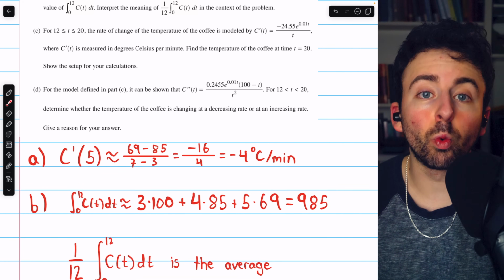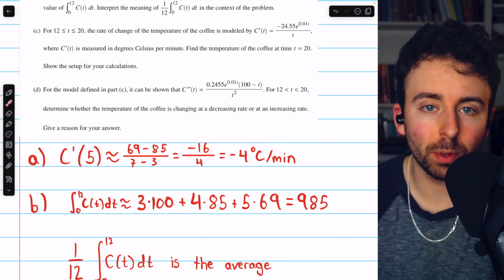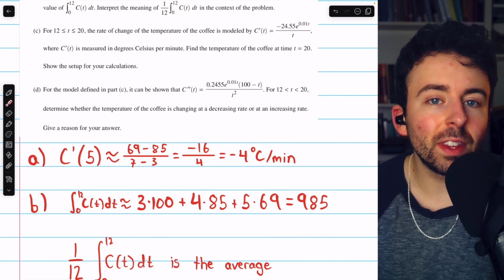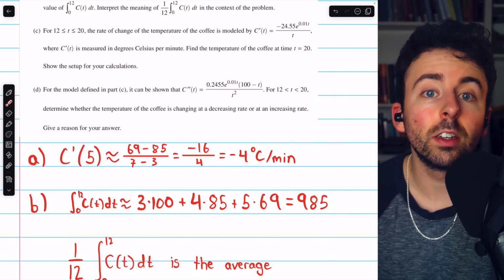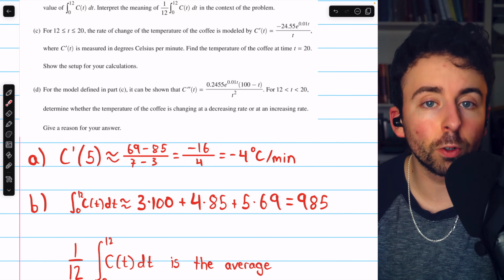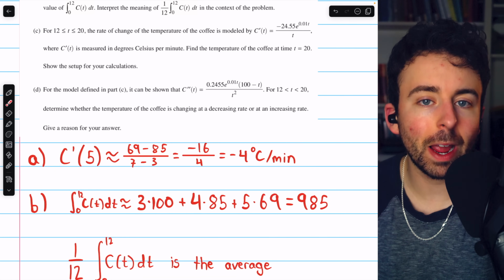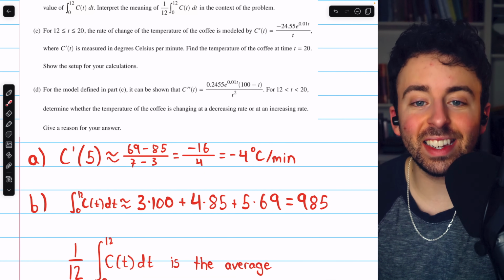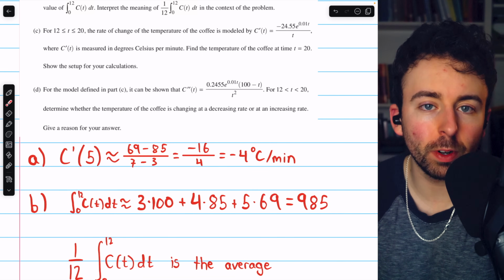We know that the rate of change of the temperature is described by the second derivative. So if this second derivative is positive in this interval, that means the derivative is increasing, and so the temperature would be changing at an increasing rate. If the second derivative is negative, then the first derivative is decreasing, and so the temperature of the coffee would be changing at a decreasing rate.